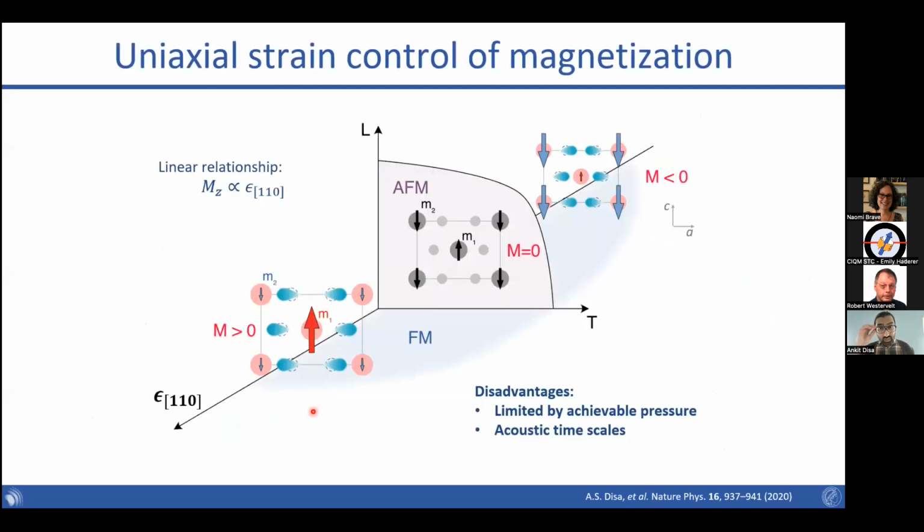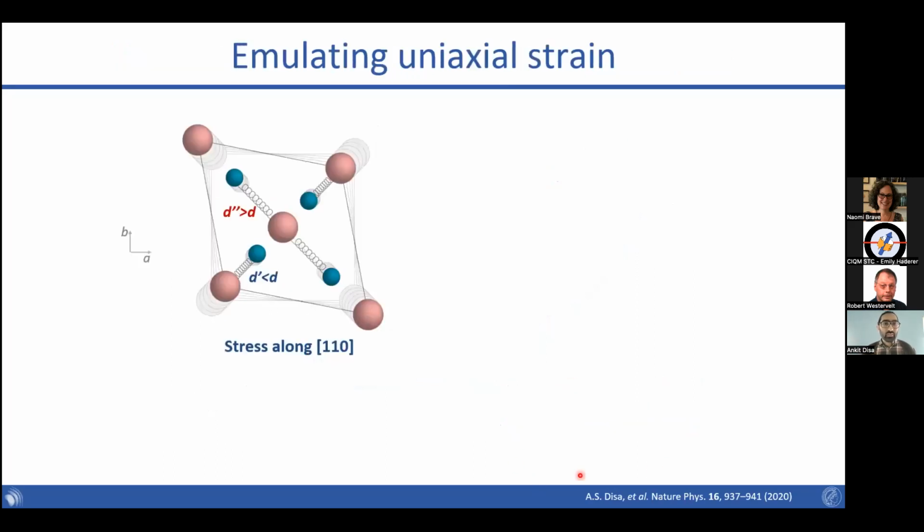And this is really a potentially useful effect, because what it allows you to do is control both the magnitude as well as the direction of the magnetization by straining in one direction or the other, which is a useful tuning knob for magnetic applications. But of course, there are disadvantages, because you actually have to physically deform the crystal with a uniaxial stress. It's going to limit the amount of induced magnetization that you can achieve before, for example, the crystal breaks. And the effect will be slow, limited by acoustic timescales. So can we somehow overcome these limitations and emulate this effect with light without actually having to apply a physical strain? And the answer is yes.